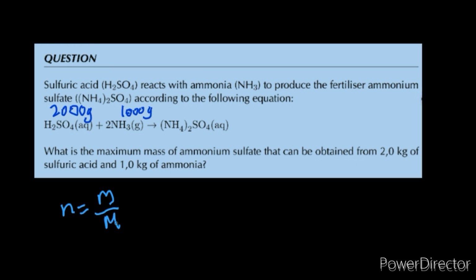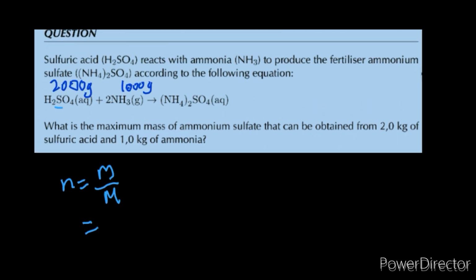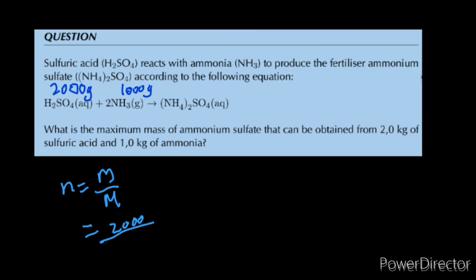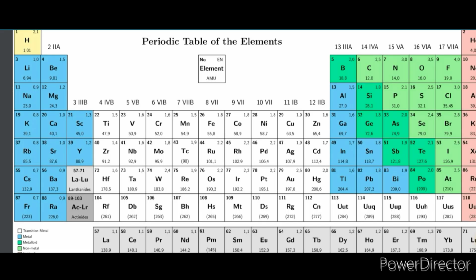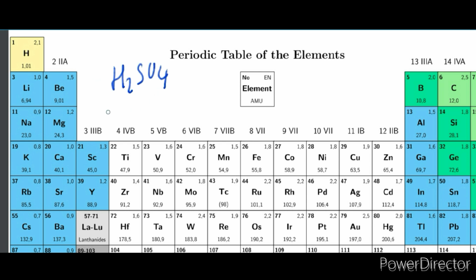So now we know the mass. First I'm going to calculate the number of moles of this, then I'll also calculate the number of moles of this. So the number of moles of the first one, the mass is 2000 grams, so we have to put it in grams. And then the molar mass, in order to get the molar mass, we have to look at the periodic table. So we want to get the molar mass of H2SO4. What you have to do is to look at the atomic mass of each element. So the atomic mass is usually represented over here.